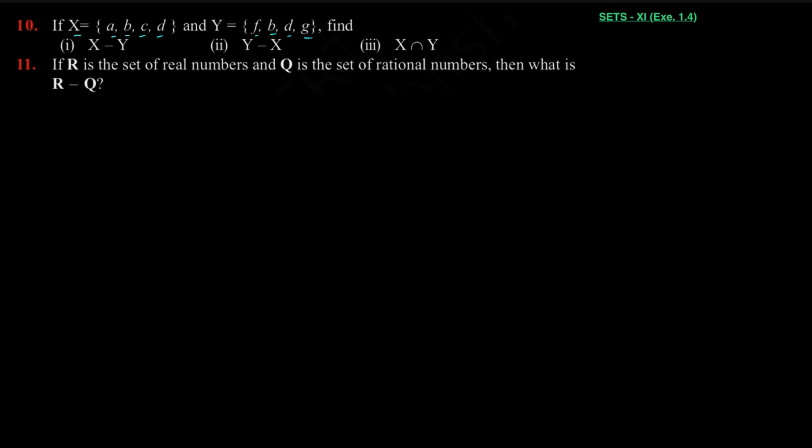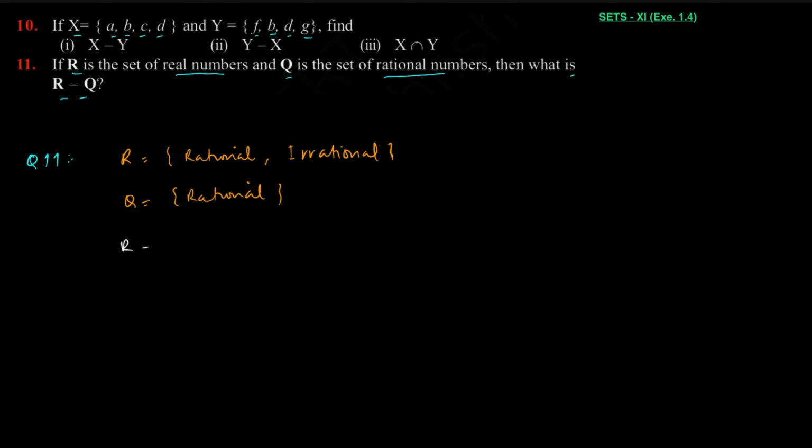Question number 11. This question states, if R is a set of real numbers and Q is a set of rational numbers, then what is R minus Q? We know what a set of real numbers is. It contains rational as well as irrational numbers. And we are given set Q, which is a set of rational numbers. So what will be R minus Q? As rational numbers are common to both the sets, R minus Q set will be only and only having irrational numbers.